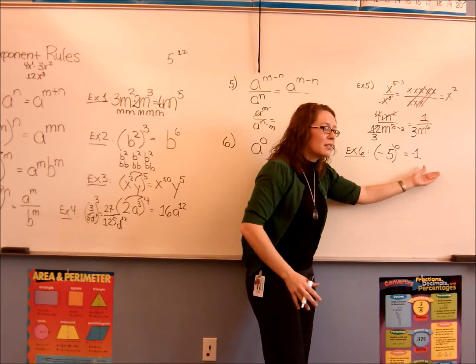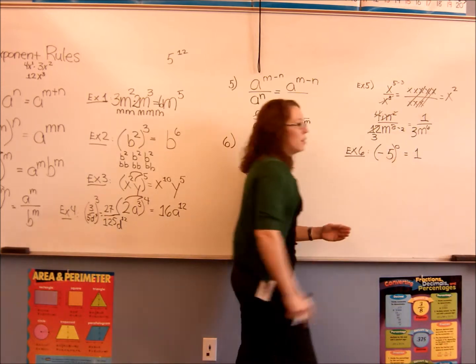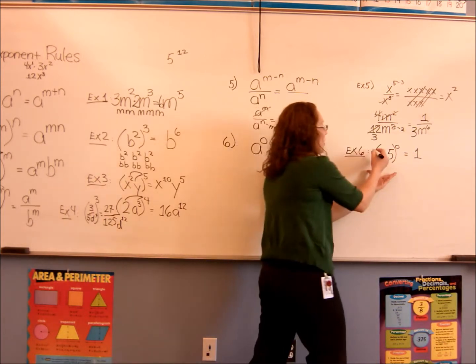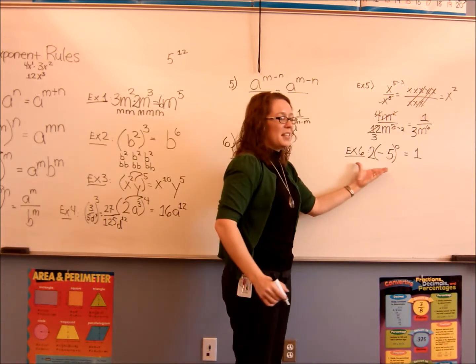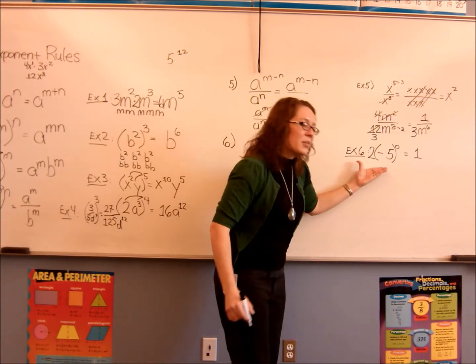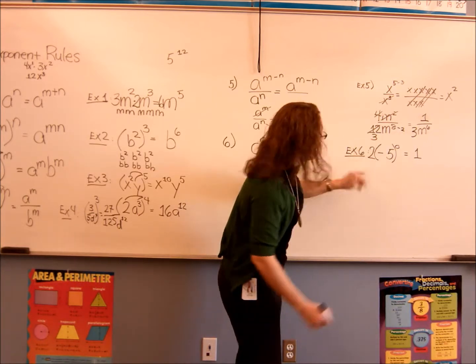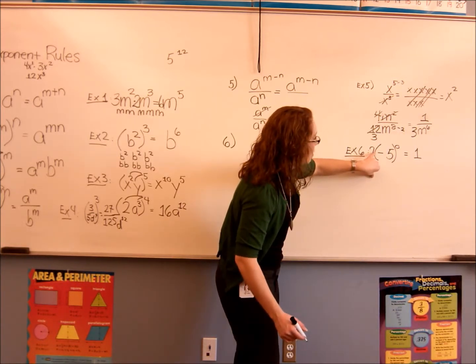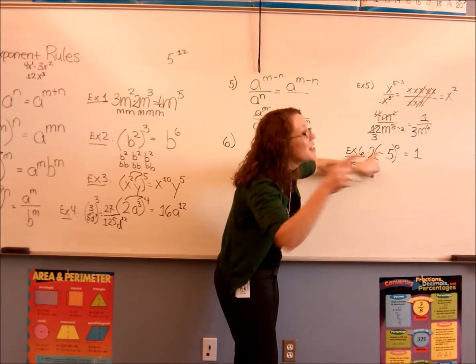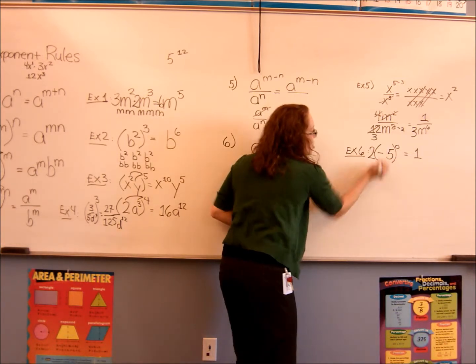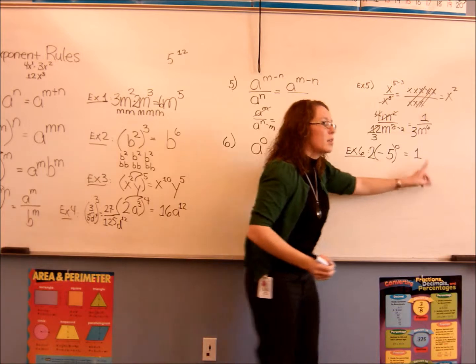So what does our answer become again? 1. This time I'm going to put a 2 in front. What is the 0 attached to? Still just the -5. That part's 1. What operation's in between right there? If you can't see it, multiplication. Perfect. So that's saying 2 times 1 is 2. Nicely done.